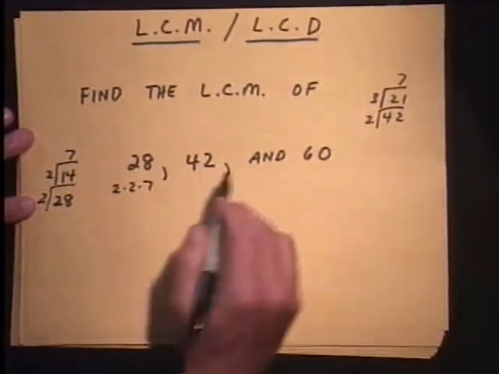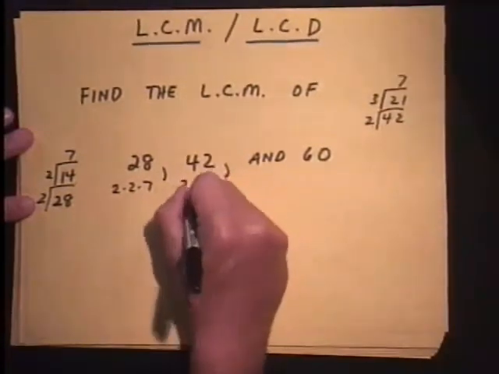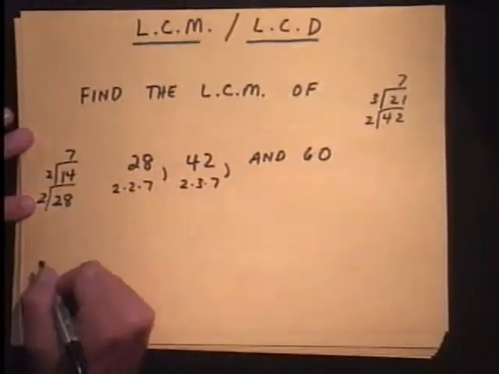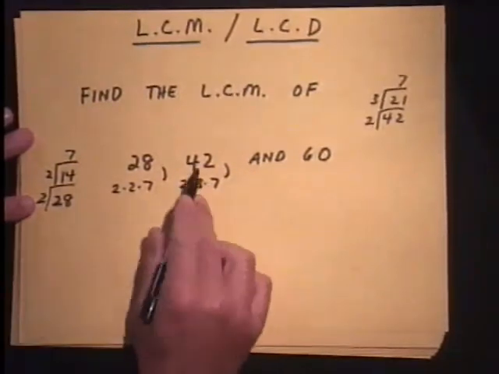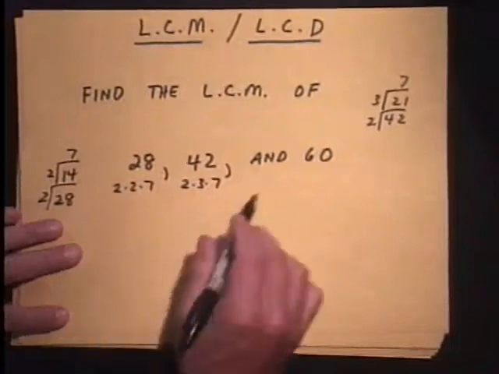All right, so the prime factors of 42 are 2 times 3 times 7. And you can multiply that back and it'll check. And same thing for 60.